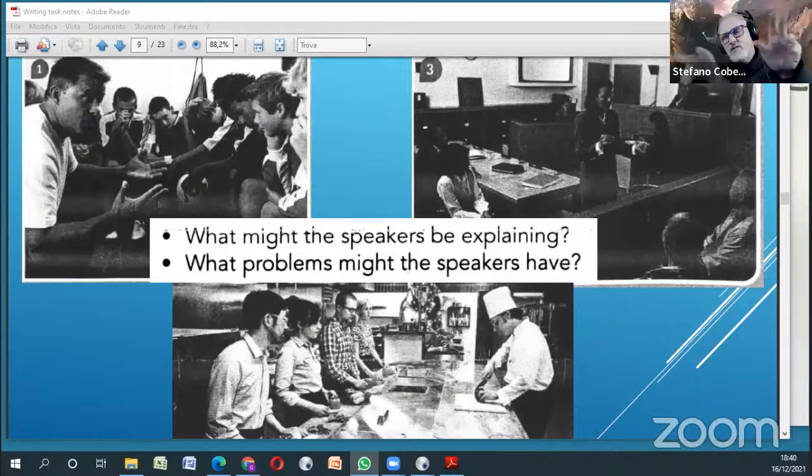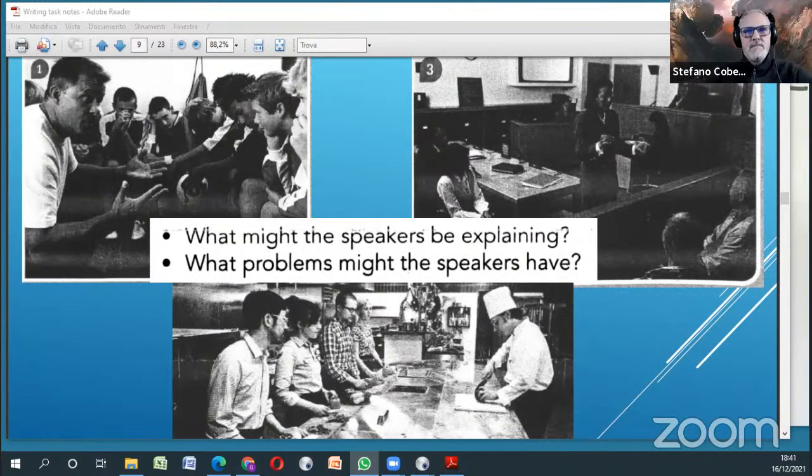Fine. We've got motivation. We've got, let's say, how to use this. It does look quite dangerous, actually. How to use this extremely sharp knife, or how to prepare a particular thing. What problems might the speakers have?